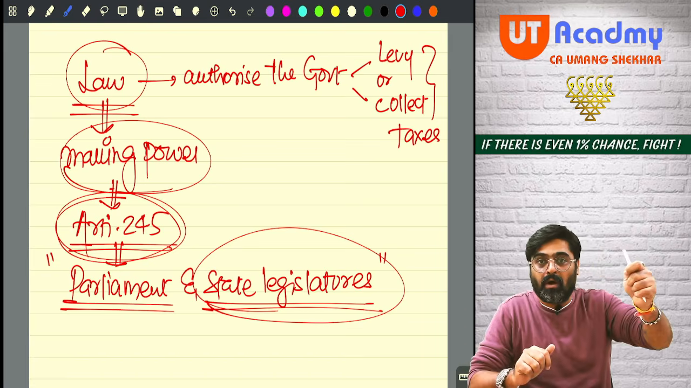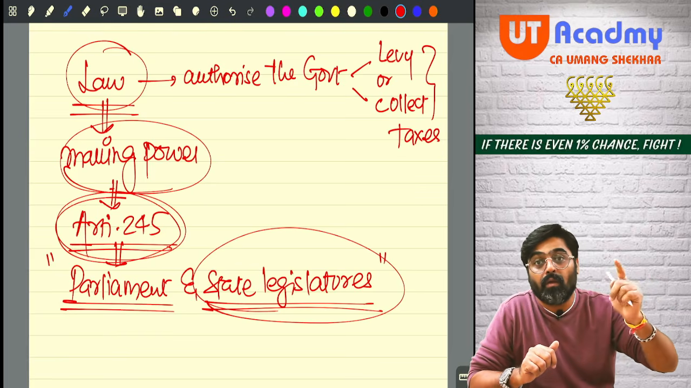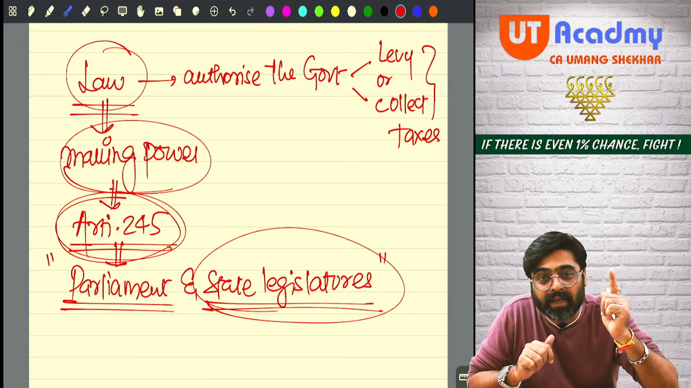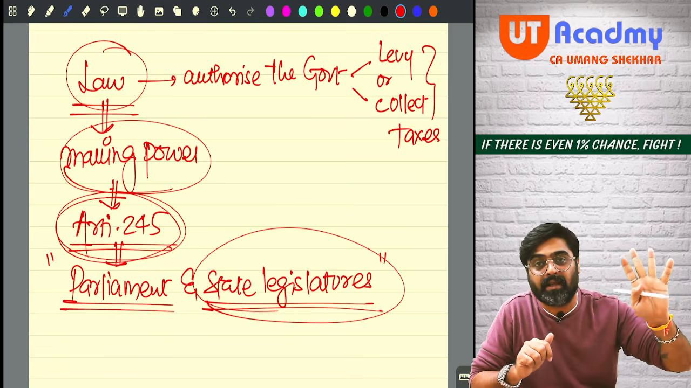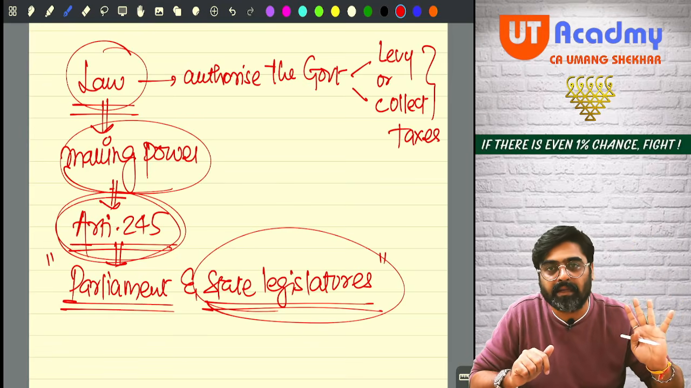But any law which is to be made applicable for the entire territory of a state or a part of the territory of a state will be made by the state legislature only. Understanding? For the people, of the people, by the people. Have you heard about it?